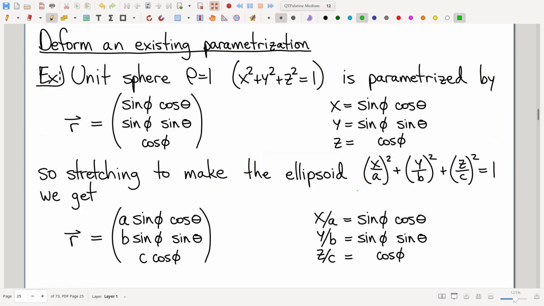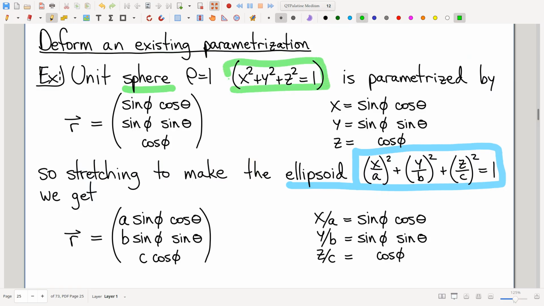How, then, would I parameterize this ellipsoid? Given that I know how to do the sphere, how would I parameterize the ellipsoid? So, big idea. Again, we're going to tweak what we already have. We already know the green one. And I can kind of see this coming, right?